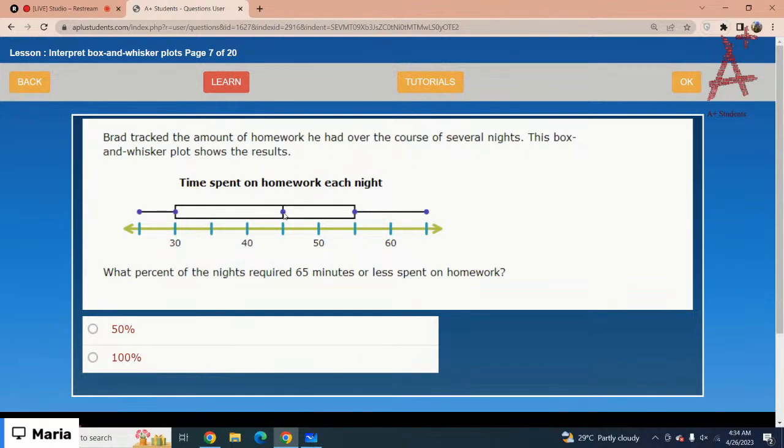Brad tracked the amount of homework he had over the course of several nights. This box and whisker plot shows the result. What is the percent of nights that required 65 minutes or less spent on homework? Here is 65. Got it? You have just one section. From 65, it is 100%. Here is 65. And all this is less than 65, so it would be 100%.